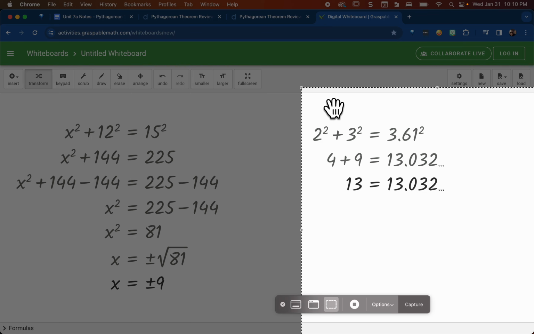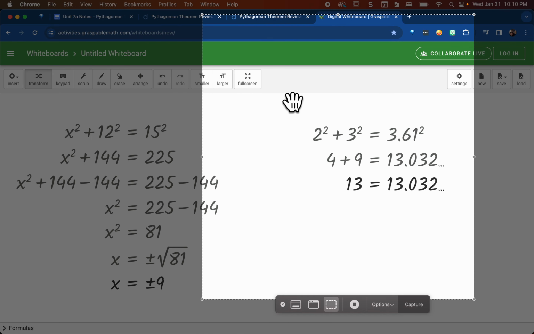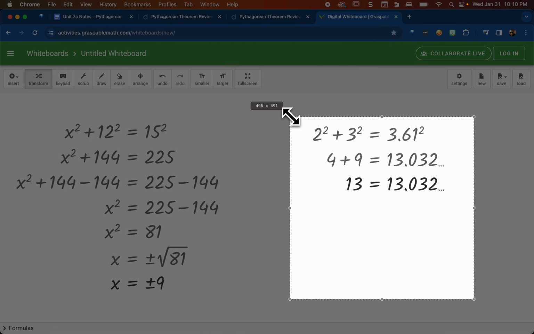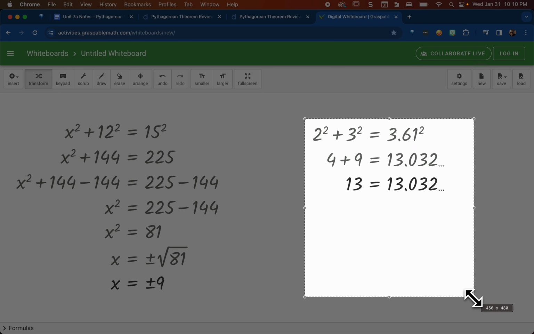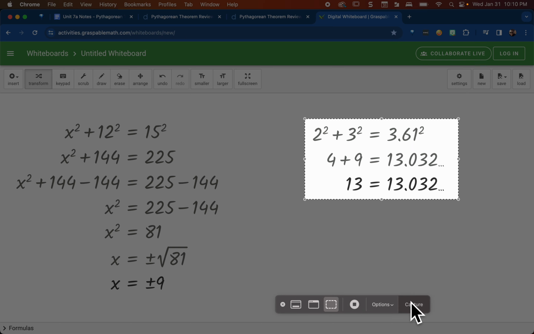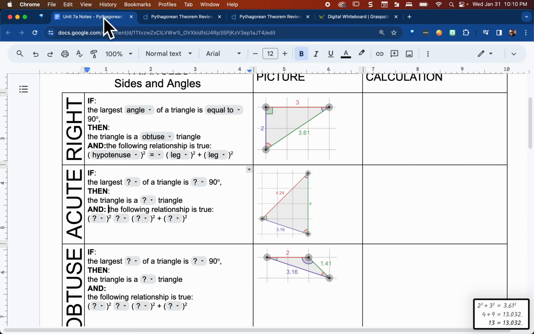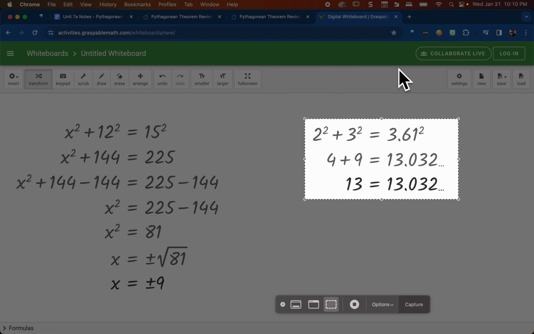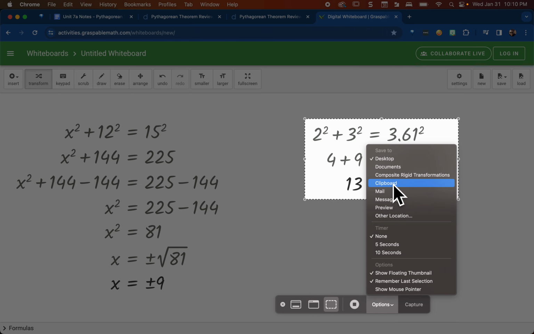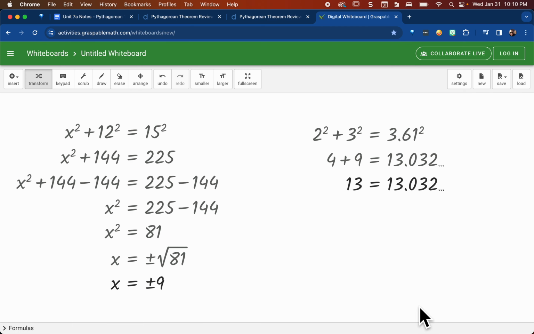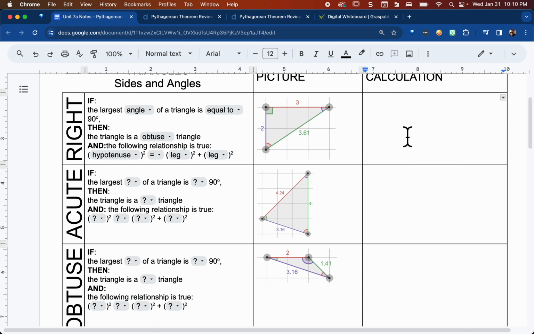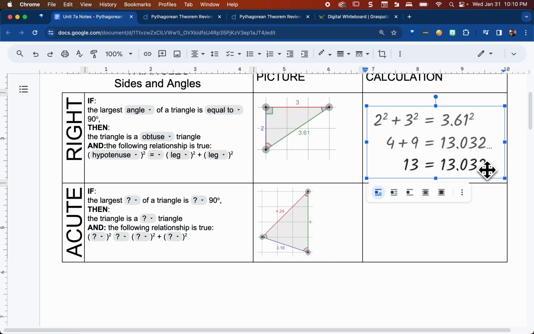I'm going to screen capture that. So I'll capture that. It'll copy into our clipboard. Oh, let's try it again. This time we'll copy it to our clipboard. Perfect.